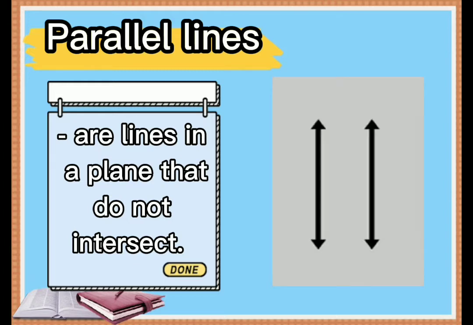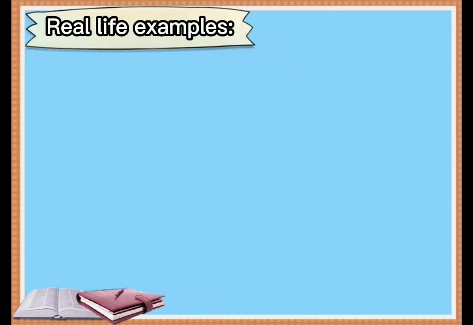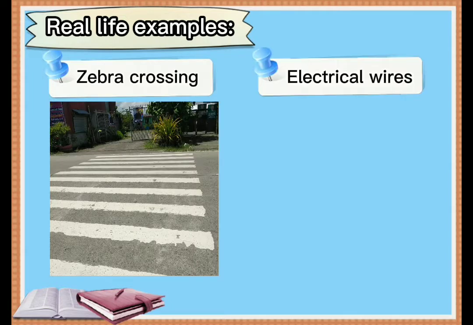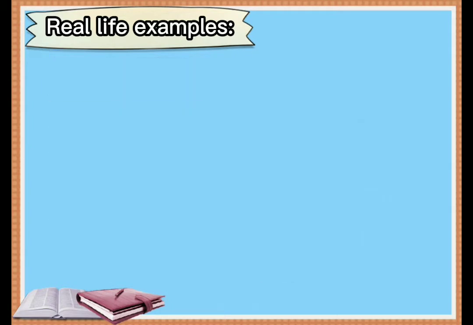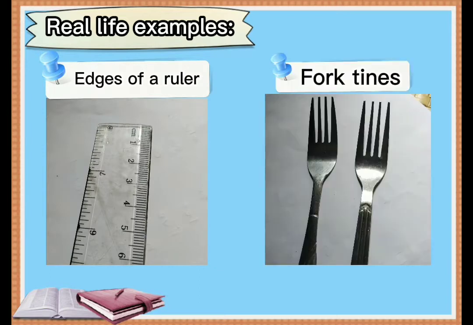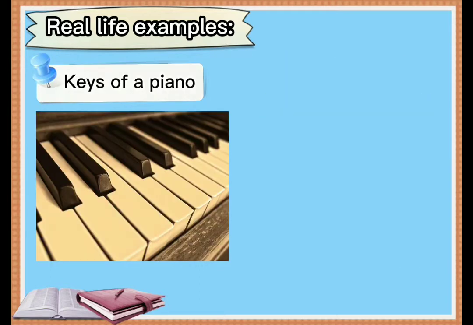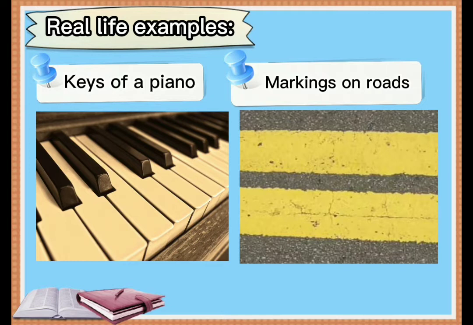So next, here are some examples of parallel lines in real life. Zebra crossing, electrical wires, edges of a ruler, fork tines, keys of a piano, markings on roads, and many more.